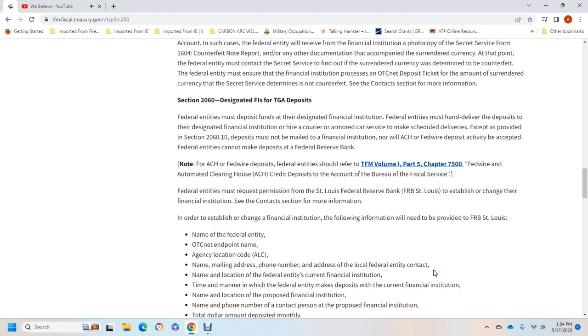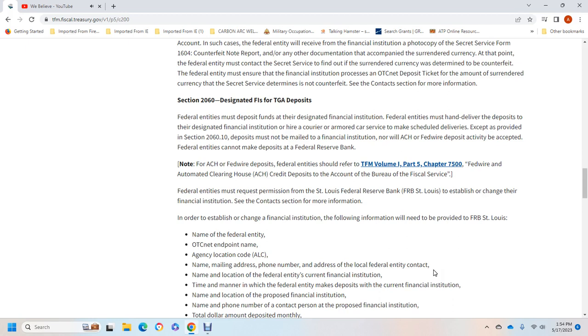Alright, Section 2060, Designation of Financial Institutions for Treasury General Account deposits. Federal entities must deposit the funds in designated financial institutions. Federal entities must handle the delivery of the deposit to the designated financial institution, hiring a courier or an armored car service, with the bank scheduling the delivery, except as provided in Section 2060-10. Deposits must not be made at a financial institution or through the automated clearinghouse unless the deposit is actively accepted, and federal entities cannot make the deposit at a Federal Reserve Bank.